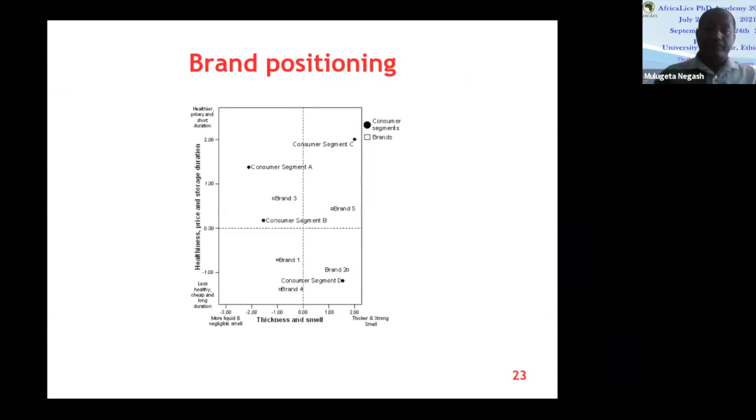So here is brand positioning. In marketing, brand positioning means where customers keep the brand in their perceptual maps, the specific place the brand occupies, called brand positioning. Consumer segment C, consumer segment A, brand 3, brand 5, consumer segment B, brand 1, brand 2.